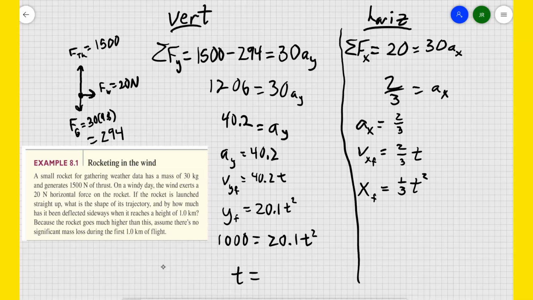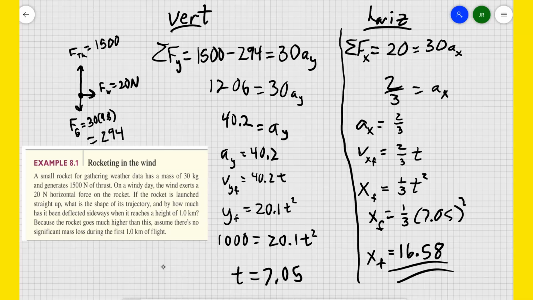Let me go ahead and do it in my calculator. I get 7.05. So now I know my time. I come back over to the horizontal side to find what I'm looking for, the answer to the problem. 1/3 times 7.05 squared. And so now x final equals, let me do this in my calculator, 7.05 squared divided by 3, 16.58. And that is my final answer. That will be in meters.